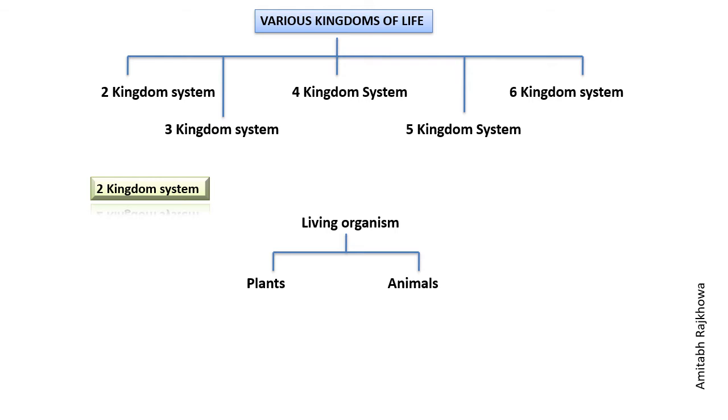In animals, those organisms are included which are motile, meaning which can move from one place to another, which cannot prepare their own food but are dependent on the food prepared by the plants. That is, these are consumers. The main drawback of 2 kingdom system is that there is no space for the microorganisms.